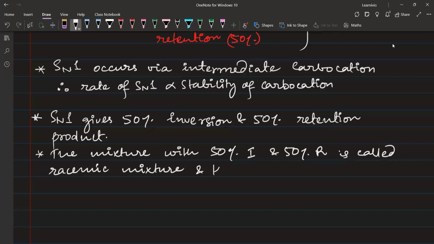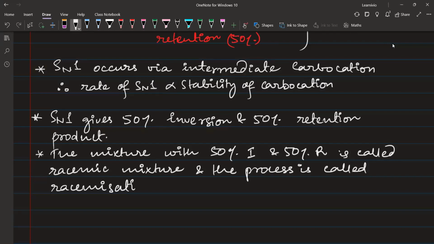And the process is called racemization. Process is called racemization.